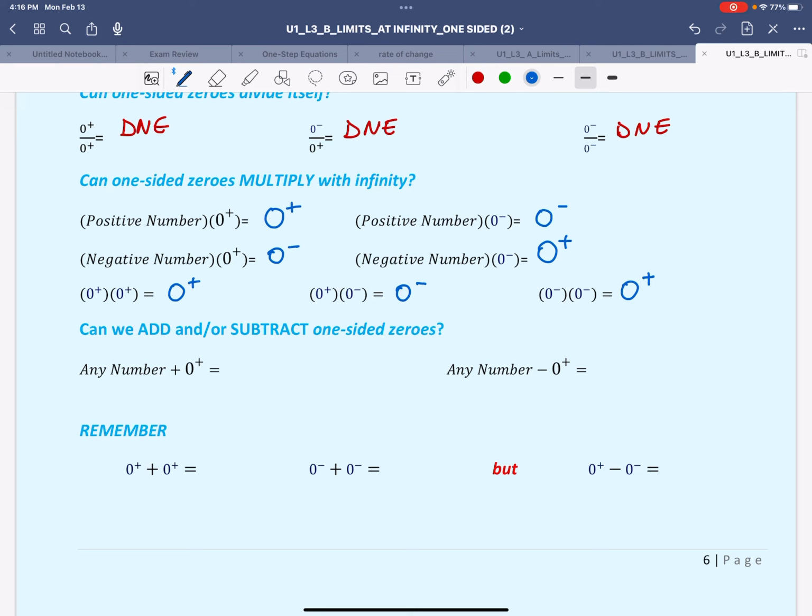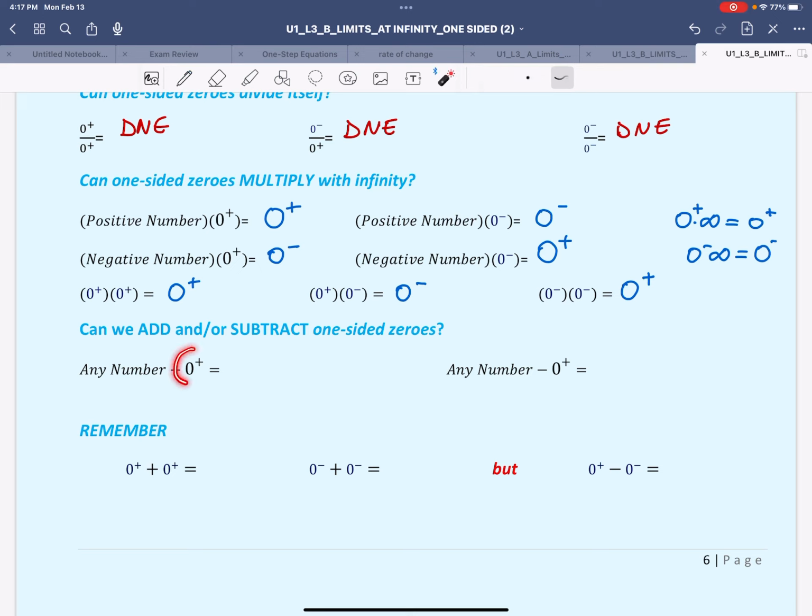Now, when you multiply a 0 by infinity, that will give a 0. So 0 and infinity can cooperate with each other. So one-sided 0 with infinity. I think I forgot to mention that in here, but here we go. So if you have 0 plus and infinity, that would be equal to 0. And 0 minus and infinity, that would be equal to 0 as well. Obviously 0 minus, and this one here is a 0 plus, and so on. You get the idea.